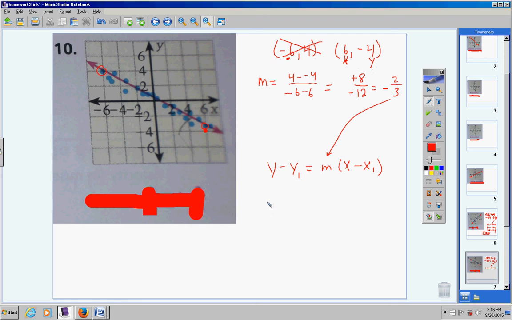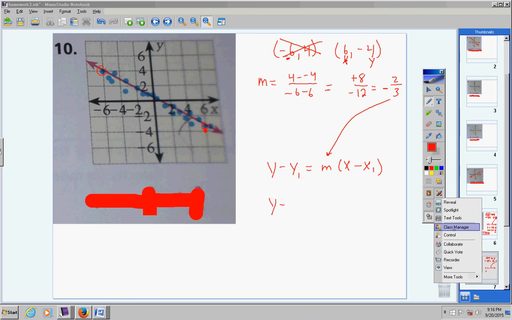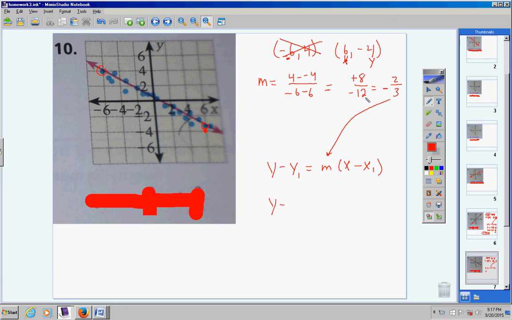So here we go. Y minus y subscript 1. For your y subscript 1, you want your y value, negative 4, so y minus a negative 4. For m, I'm going to put negative 2/3. And then x minus, and then for my x subscript 1, here's my x value here, 6. And so let's see what we get here. First of all, negative minus negative is positive. Let's take your 2/3 and multiply it through.